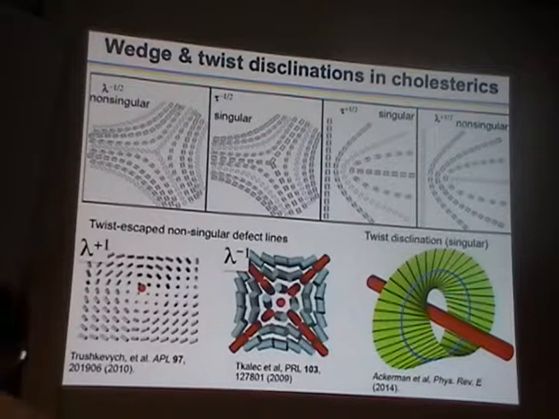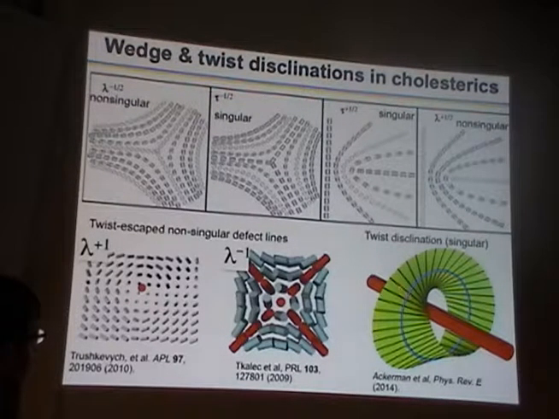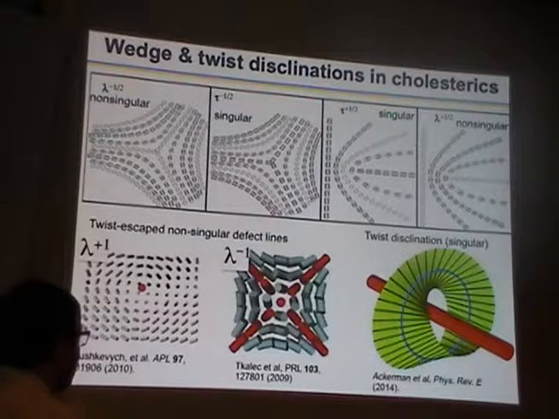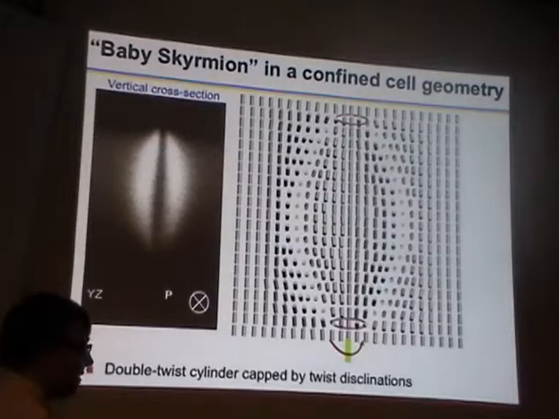the baby Skyrmion that we just discussed. We can also have -1 disclinations, right, like the one in here, also twist escape. In addition, we can have the twist disclination, such as the one you can see in here, in which case you can visualize the director around the disclination as being tangent to a Mobius strip, as depicted in here. Right? And those can also be quite frequent in liquid crystals.